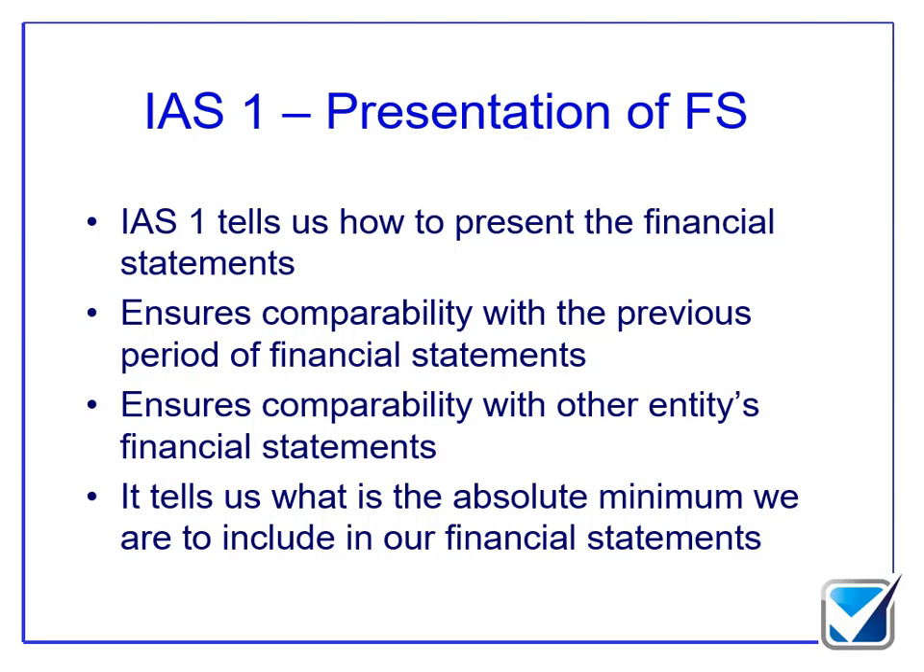IAS 1 is designed to make sure that our financial statements are comparable with previous results over time. So IAS 1 should ensure consistency of how we report on an ongoing basis. So that comparability comes about because of consistency of how we report every year. IAS 1 should also ensure comparability due to consistency with the way that everybody else reports during that current year. So the comparability comes about because of consistency. If you have that type of consistency, it allows for comparability.